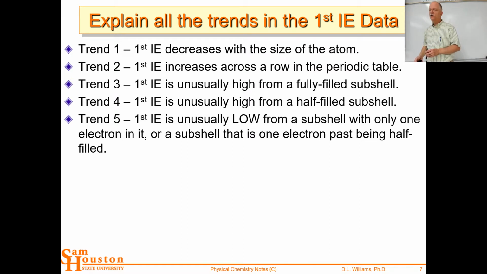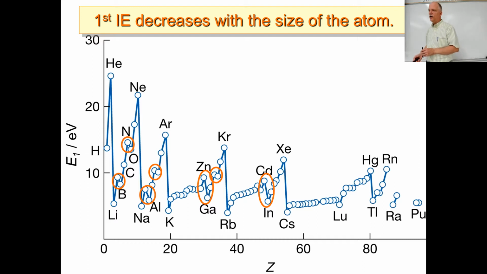So let's look at all of these trends individually. So we'll find them in the data. So here's the data. So first ionization energy decreases with the size of the atom. So look at this one. These are the noble gases. We'll just pick those since they're on top and easy to see. Helium's the smallest.